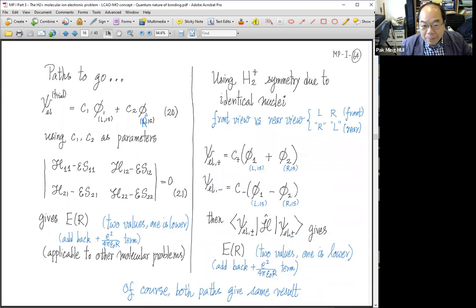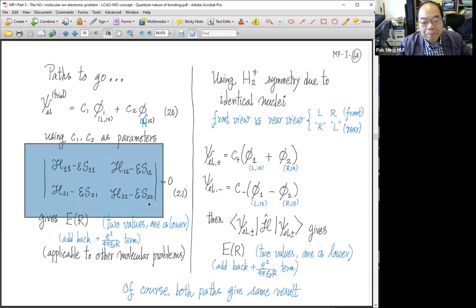Okay, so now I'm going on the right-hand side path by physical argument. It's just as rigorous. As I said, there's a symmetry about the midpoint because they are the same hydrogen. Hydrogen is hydrogen, okay? If it is hydrogen fluoride, then this argument on the right-hand side will not work. But the approach on the left-hand side still works, okay?